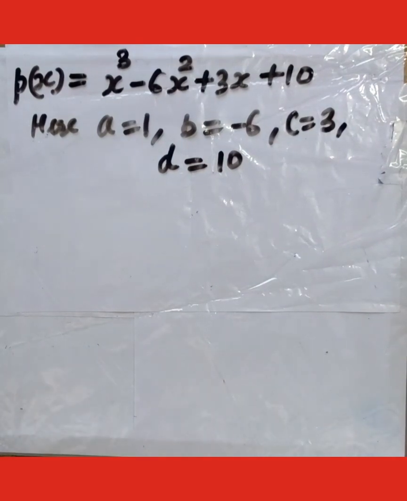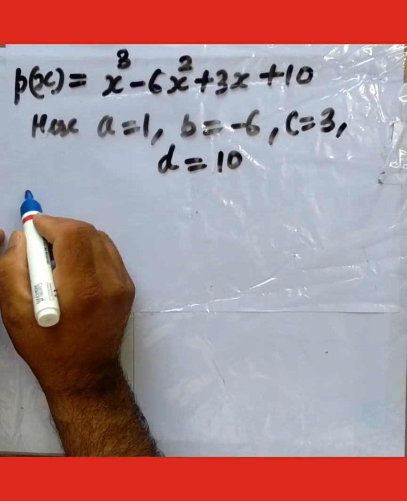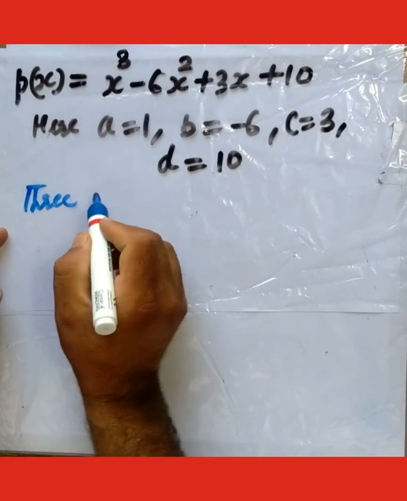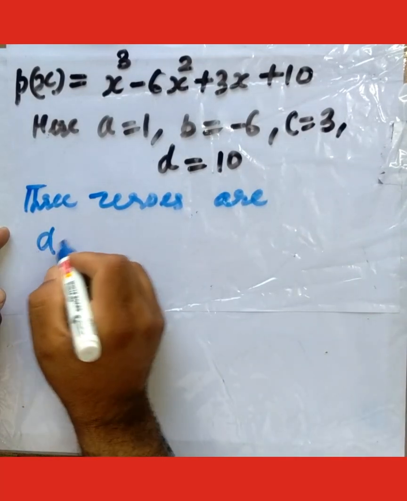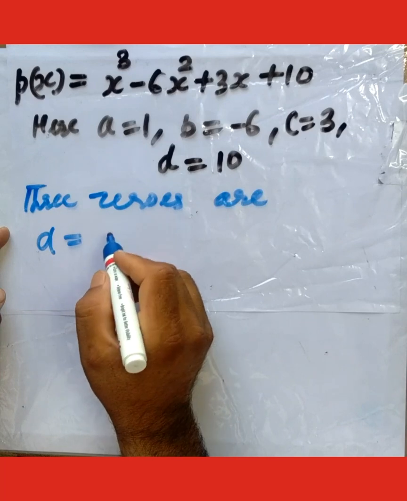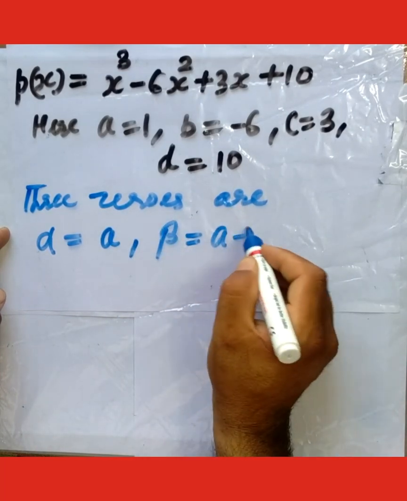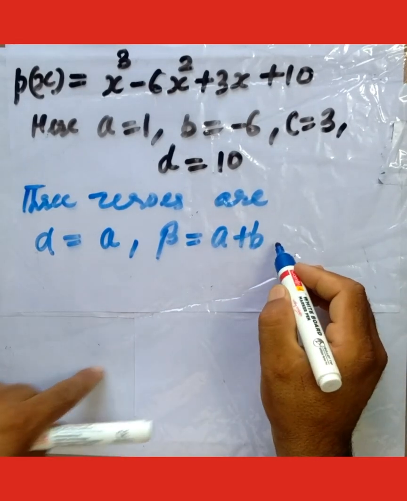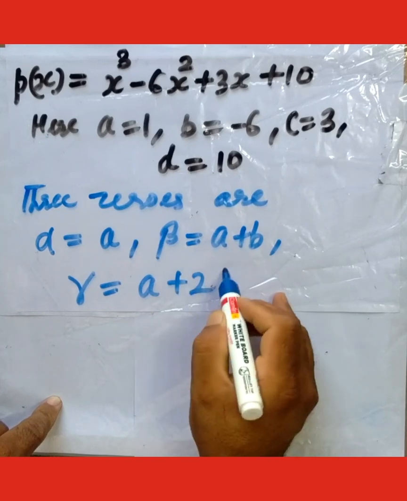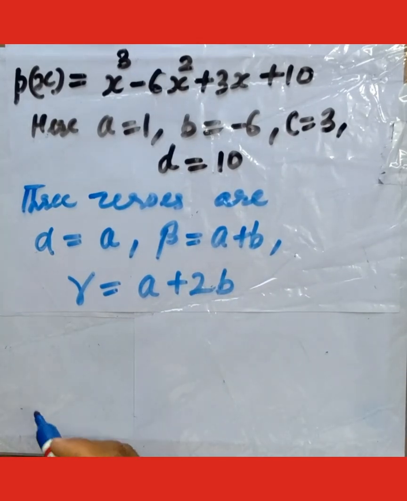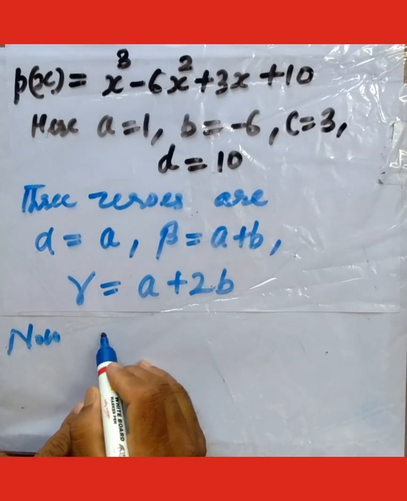As it's a cubic polynomial, it has 3 zeros and we have been given its zeros. The 3 zeros are alpha is equal to a, beta is equal to a plus b, gamma is equal to a plus 2b. These are the 3 zeros given in the question.